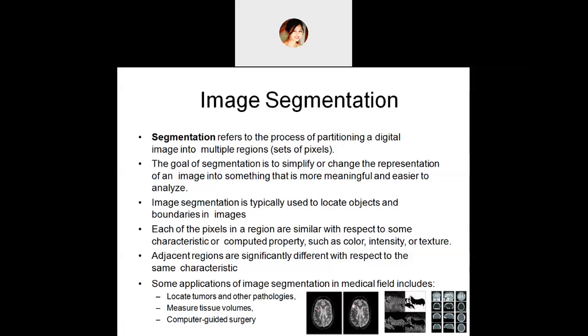After dividing the image, each pixel in a particular region is similar with respect to some characteristic. If it is color, we focus on the feature of color and group those pixels together. Suppose we want to extract the intensity from the pixels, whichever pixels have similar intensity, we group those pixels together. Again, the texture. What do you understand by texture?